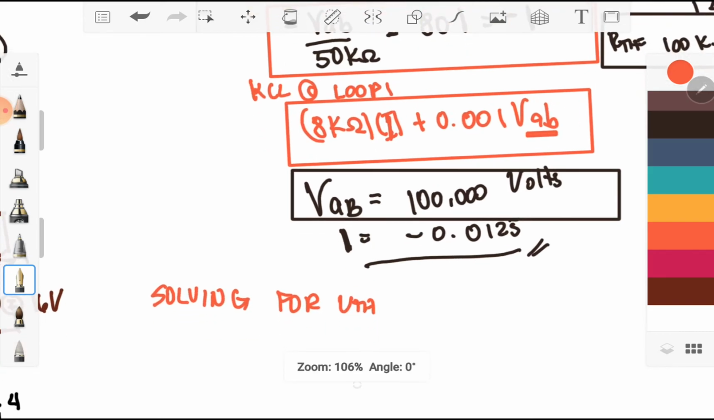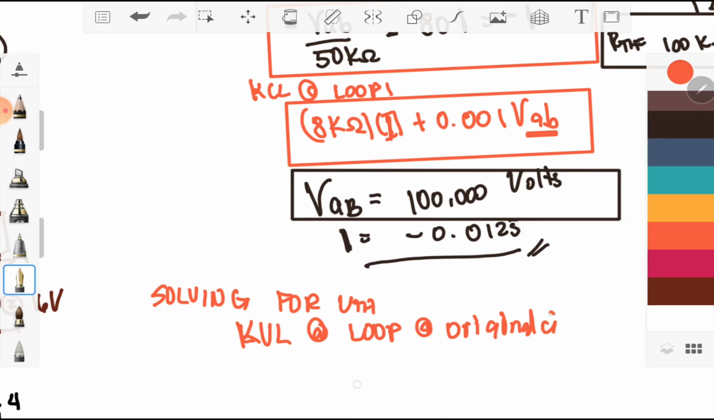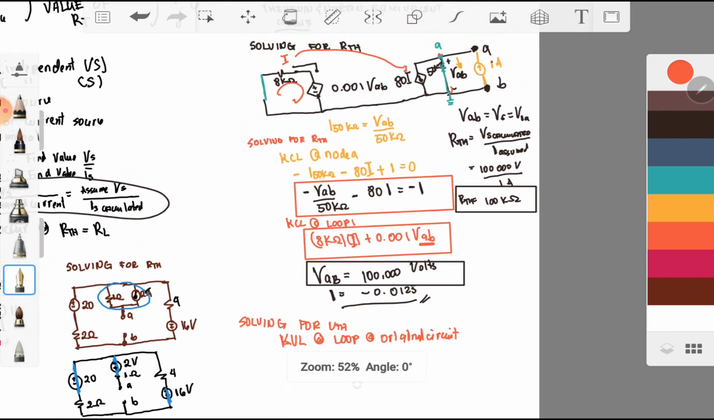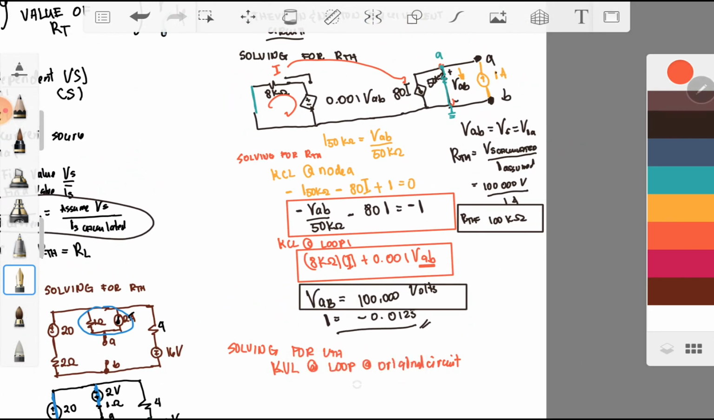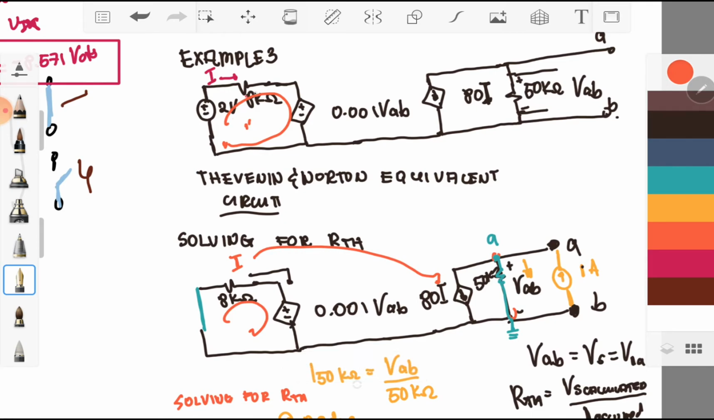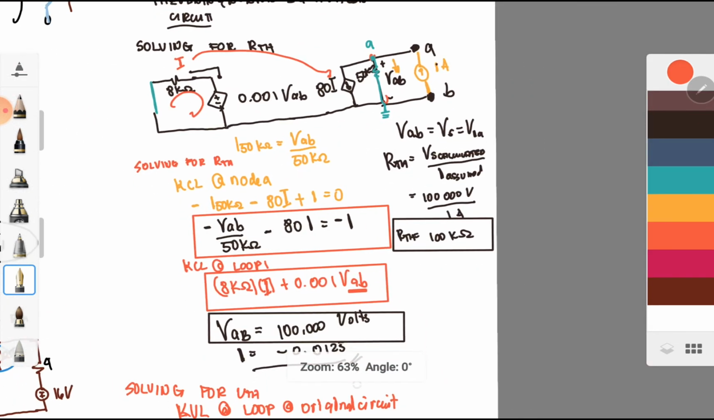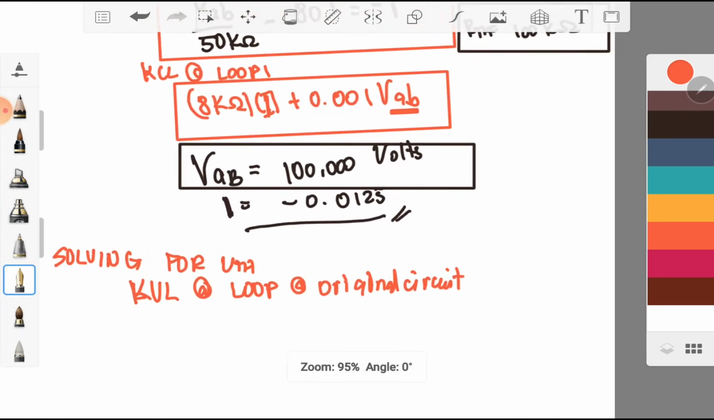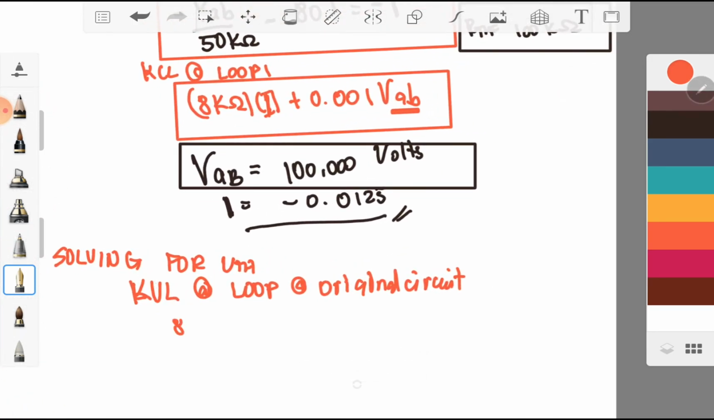So we will have a loop, KVL at loop 1 of the original circuit. So we will have a value equal to 8 kilo ohm multiplied by I plus 0.01 VAB minus 2 volts, okay? So we will have a value equal to 8 kilo ohm multiplied by I.